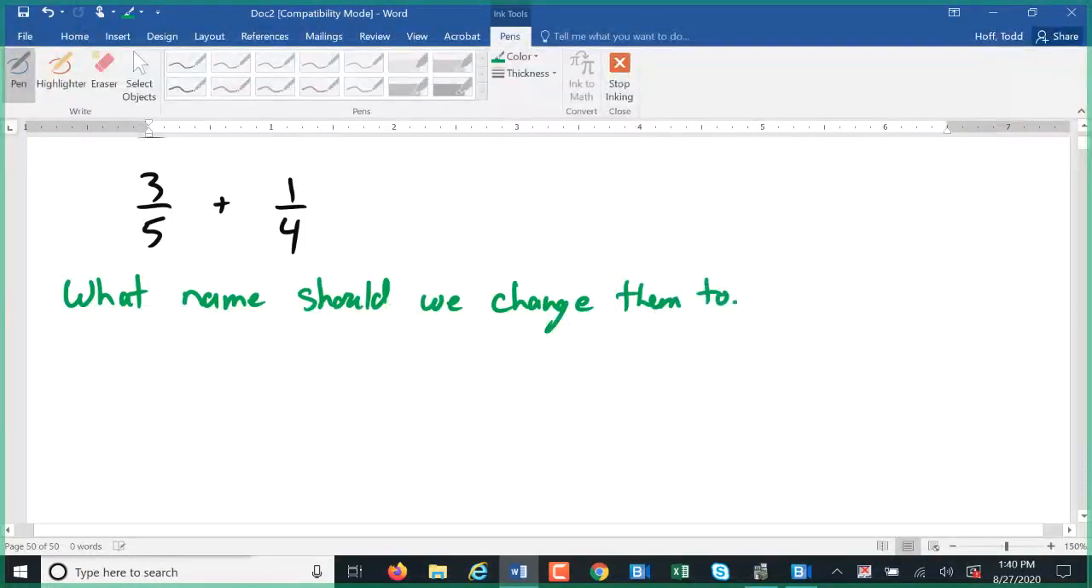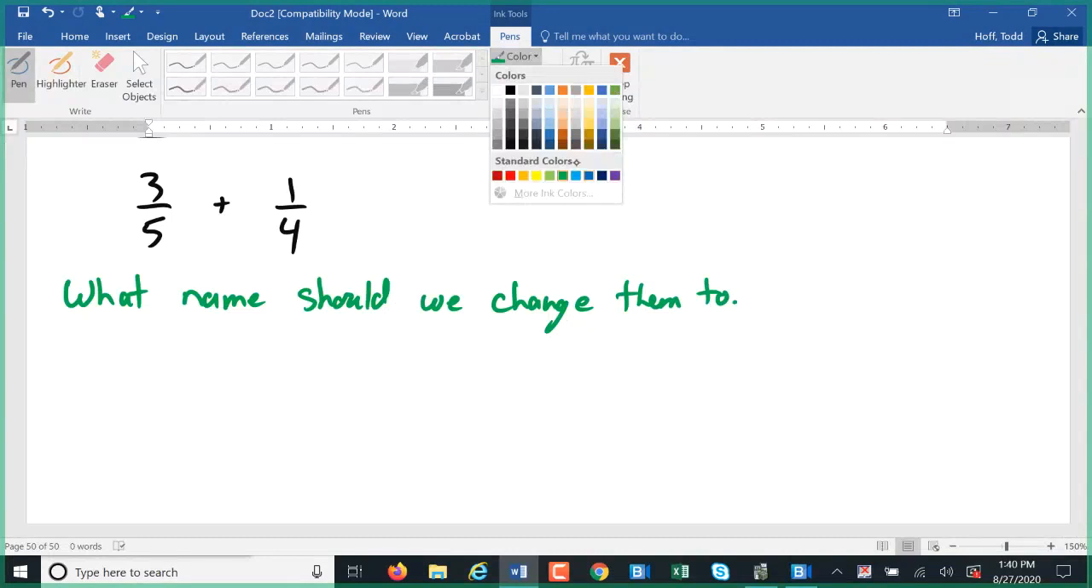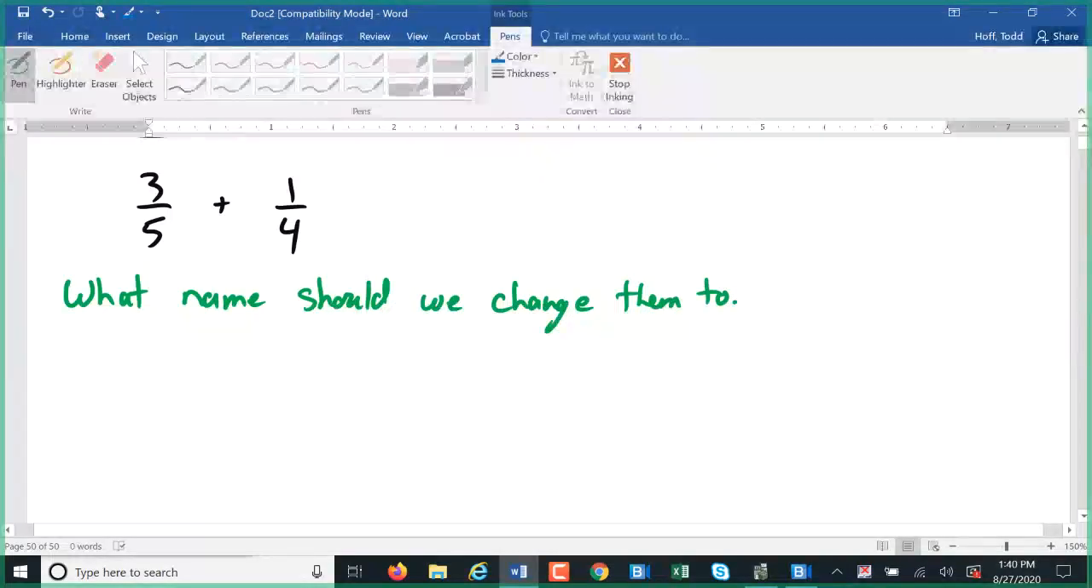Or I suppose if this were an English class, they'd say, to what name should we change them? But this is a math class. 20. 20 is what it's going to be, yes. That is referred to as the common denominator.